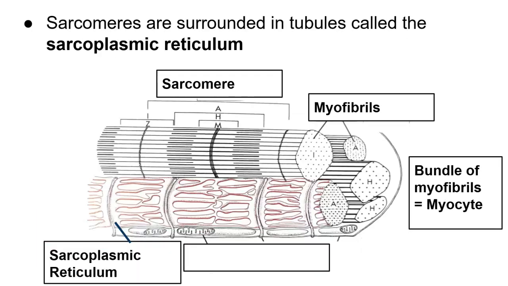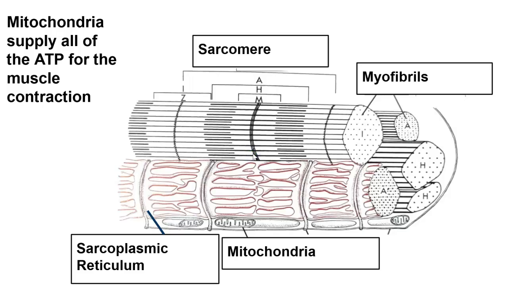Okay, and each myofibril is wrapped in these tubules called the sarcoplasmic reticulum, and on here we've got one that has the tubules still on it, and then we've got some that it's been taken off, so that we can see the sarcomeres. And in that too we find the mitochondria is wrapped in that sarcoplasmic reticulum, and remember the mitochondria are supplying the ATP that we need in order for our muscles to contract.